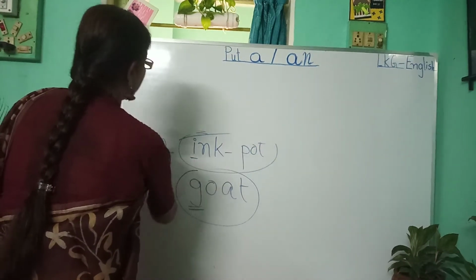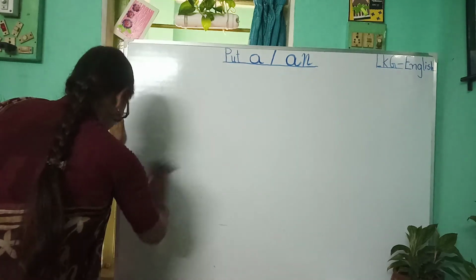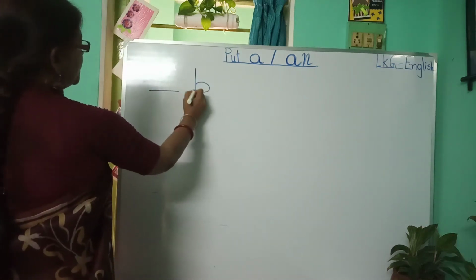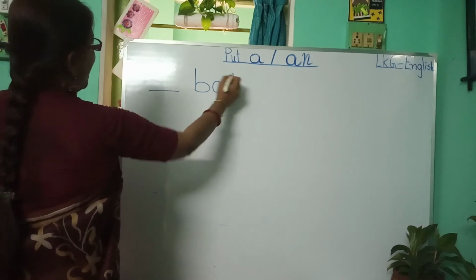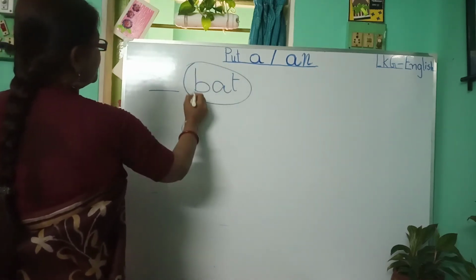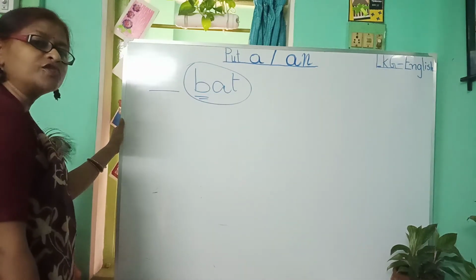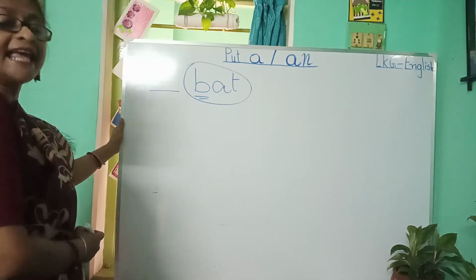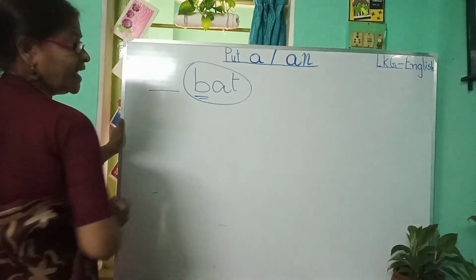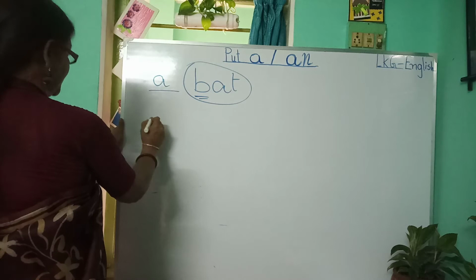I will give you another examples. Look at the board. Dash B-A-T, bat. The starting letter of bat is B. Is B a vowel or consonant? Vowels are A-E-I-O-U. B is a consonant. So I will put here a.